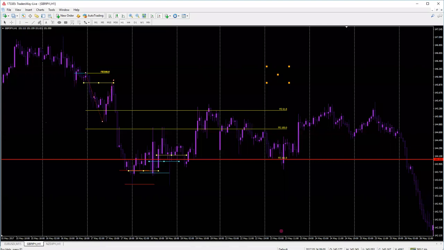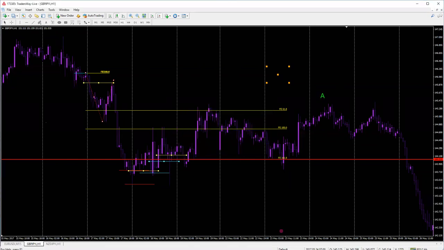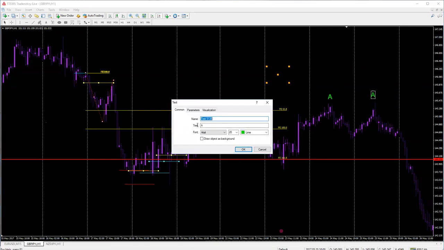Okay, A. Here's the A. You can do A, B, C, or you can do 1, 2, 3. It's all up to you. It doesn't matter. Here's your A right here. Right click, double click, hold control, copy that letter. We're going to switch this letter over to C.